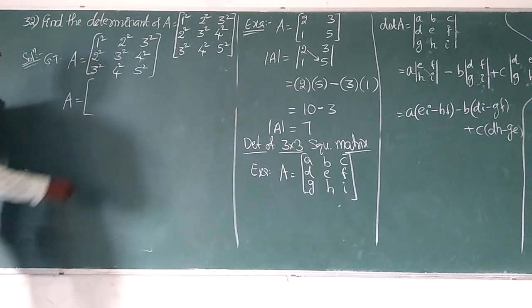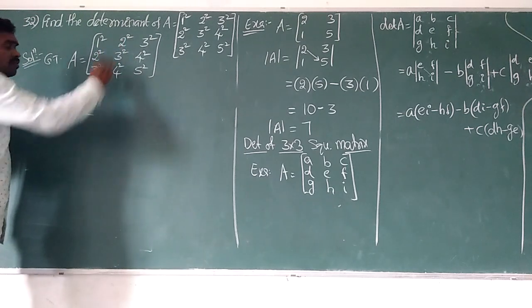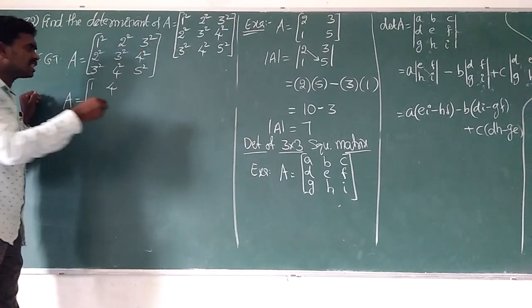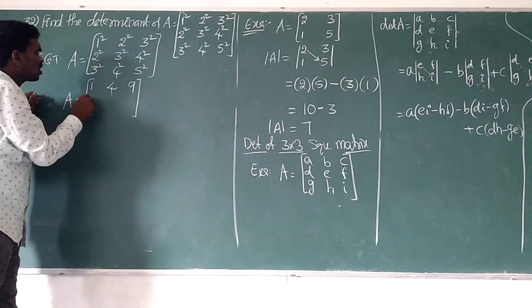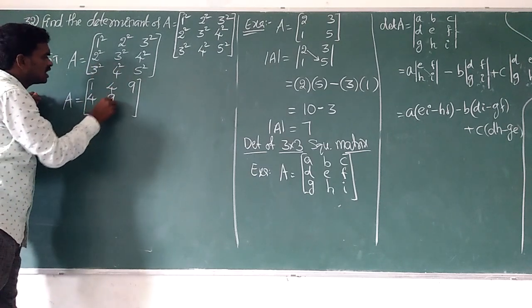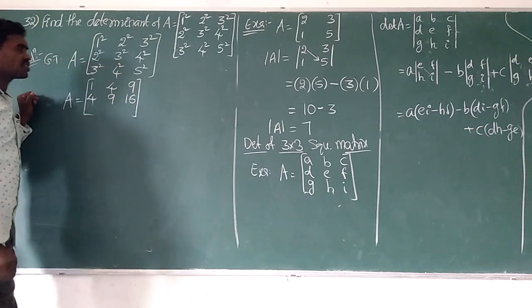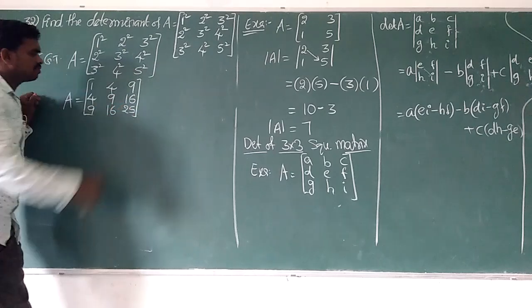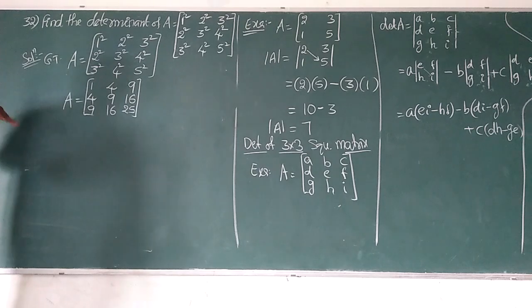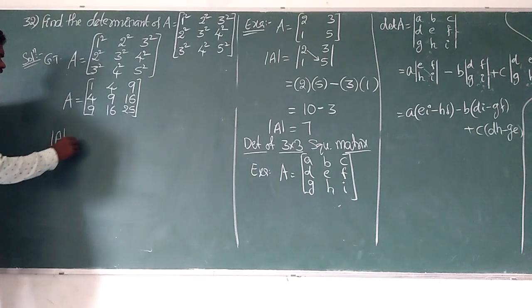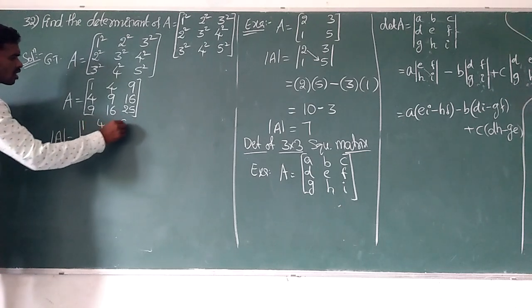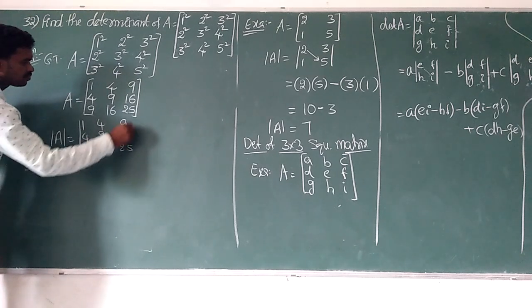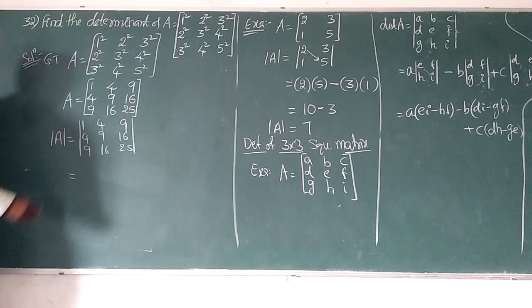1 square means 1 into 1, that is 1. 2 square means 2 into 2, that is 4. 3 square means 3 into 3, that is 9. Next, 2 square means 4, 3 square means 9, 4 square means 4 into 4, that is 16. 3 square means 9, 4 square means 16, 5 square means 25. So this is matrix A. Next, what is det of A? So det A equals the determinant of 1 4 9, 4 9 16, 9 16 25.